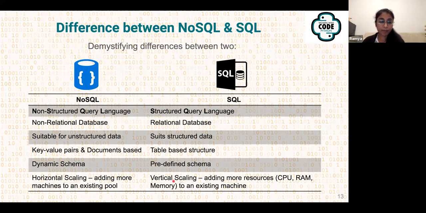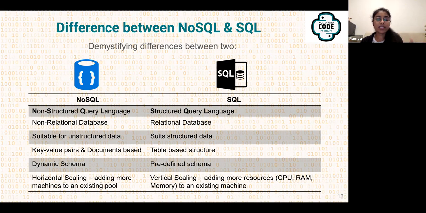And NoSQL uses horizontal scaling. What is horizontal scaling? We add more machines to the existing pool, which is the already existing infrastructure. That is horizontal scaling when it comes to NoSQL databases. What about SQL? It is basically vertical scaling, meaning adding more resources such as CPU, memory, and RAM to the existing machine. That is one of the major differences between NoSQL and SQL.